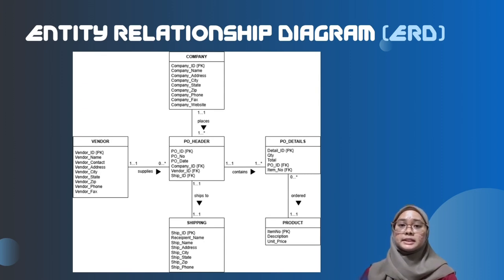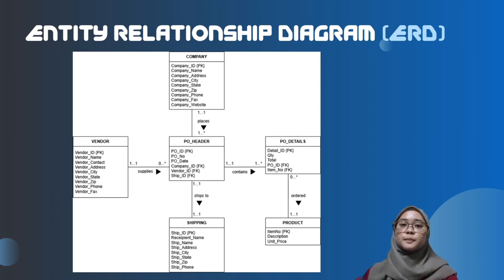The PO header entity represents the purchase order information. It contains details such as PO ID, PO number, PO date, and also foreign keys like company ID, vendor ID, and ship ID. The primary key is PO ID, and this table connects the company, vendor, and shipping information. The PO details entity stores the detailed items in each purchase order. It includes attributes such as quantity, total, PO ID, and item number. The primary key is detail ID, while PO ID and item number are foreign keys.